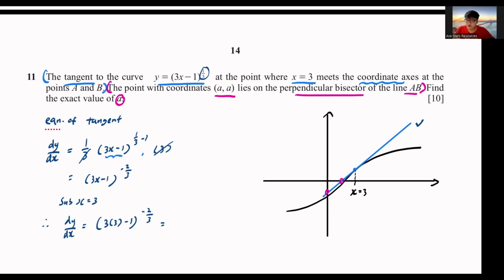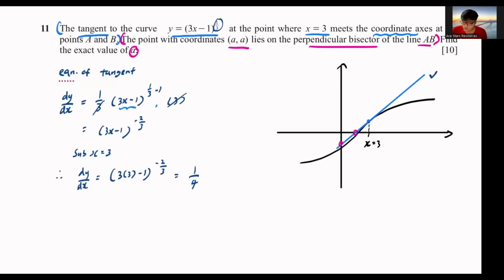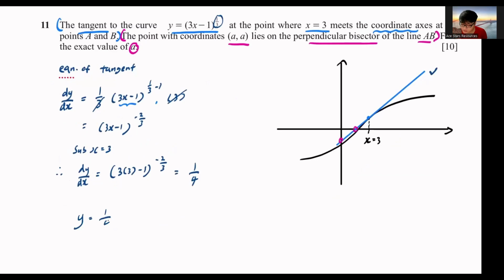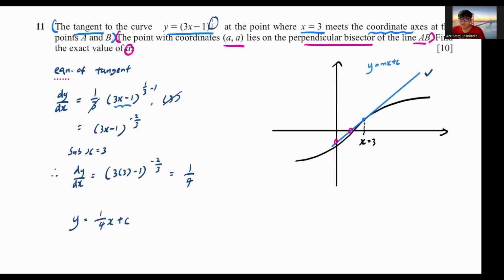Then you'll end up with 9 minus 8. 9 minus 1 is going to be 8. So 1 over 4. Okay, so y is equal to 1 over 4x plus c. Remember, since it's a straight line, we'll also be following the mx plus c rules.